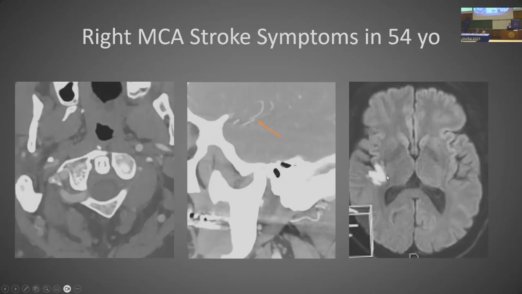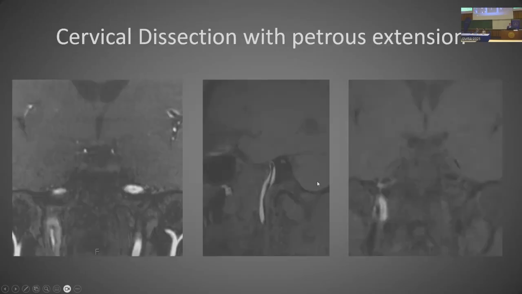Right MCA territory infarct. Vessel wall imaging and MRA clearly showed that there was T1 hyperintensity throughout the wall here, consistent with a dissection. CTA showed occlusion, but it was actually still a patent lumen, which is important for prognosis. In addition, it did extend into the intracranial component of that petrous ICA, which you see on the vessel wall imaging, but you don't see on the MRA.